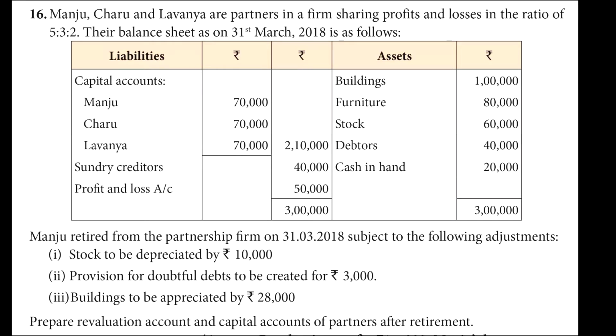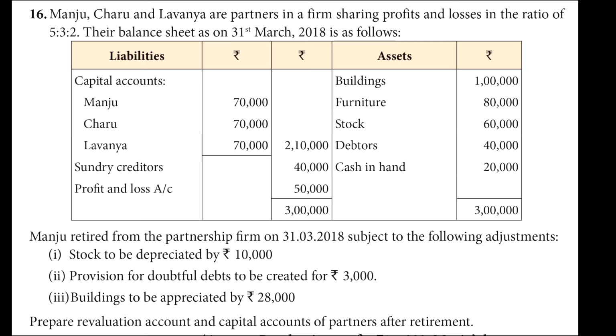So, we will do question number 16, page number 220. I will read the question. First listen and then we will do the sum. Manju, Charu and Lavanya are partners in a firm, sharing profits and losses in the ratio of 5:3:2. Their balance sheet as on 31st March 2018 is as follows.